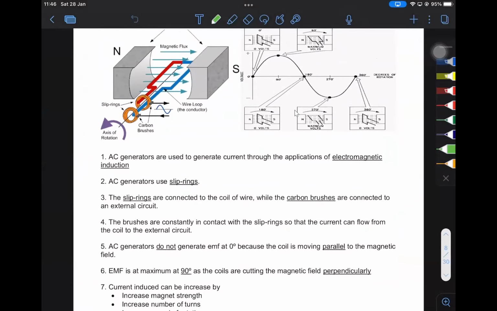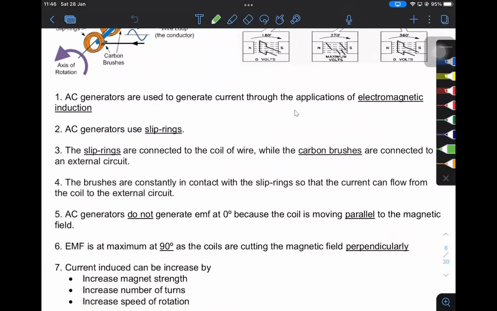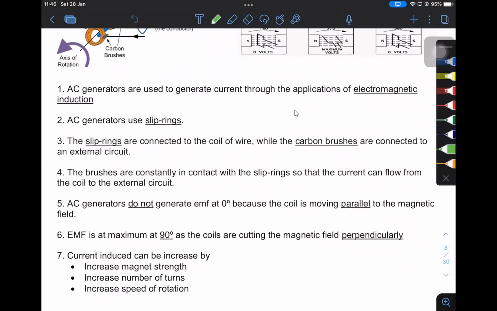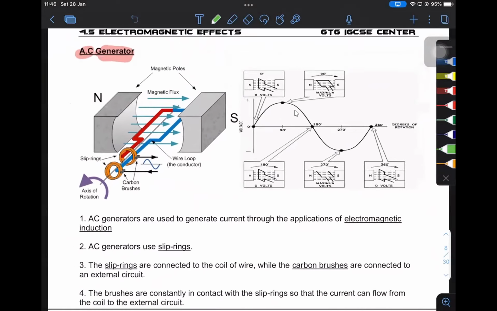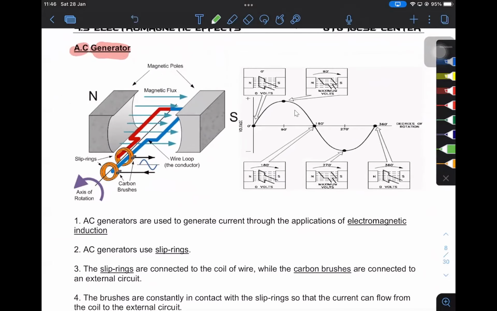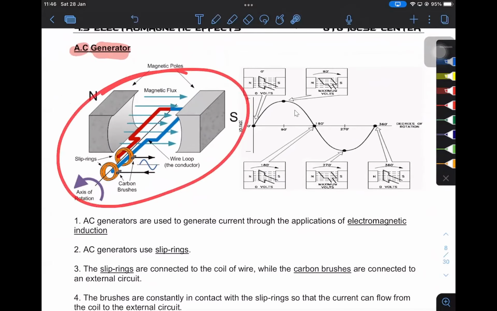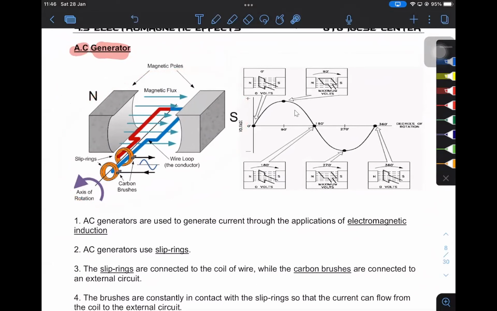Okay, so you see here. We'll ask you something like this one. Let me just explain the whole thing one by one here. This is just an oversimplified version of how the insides of a generator look.